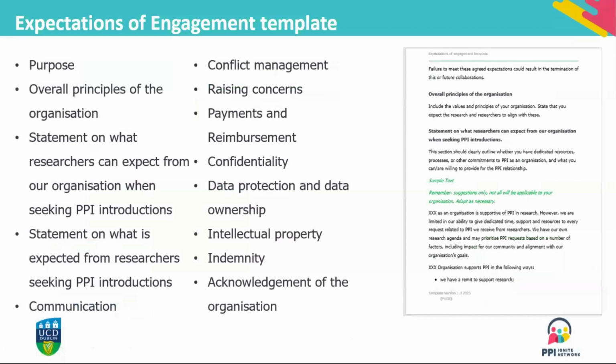So the final resource that we developed is what we call our expectations of engagement template. This is a template that any individual organization can take and amend as per their needs. What we have done is we've divided it into sections. Not all those sections might be of need or of interest to your organization. You can take them out and ignore them if they don't apply to you. The idea is that they're there to think through. And this is to focus on the mismatched expectations.